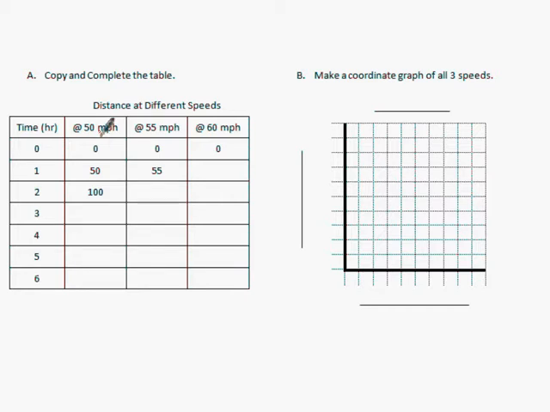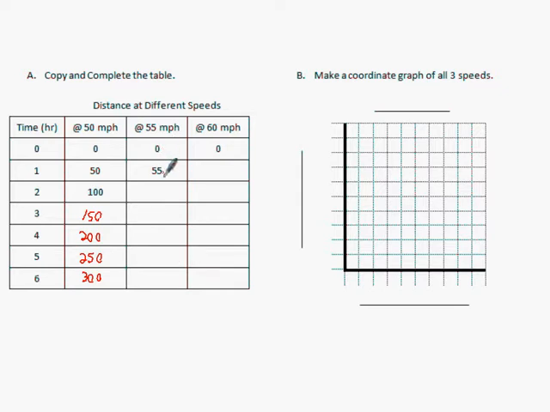So at 50 mile per hour, we start at 0, and every hour we add 50. 250, 300. Not too bad. If we're at 50 miles per hour, we're counting by 50s. So you can probably assume at 55 miles per hour, we're counting by 55s. A little bit harder, but not too bad.